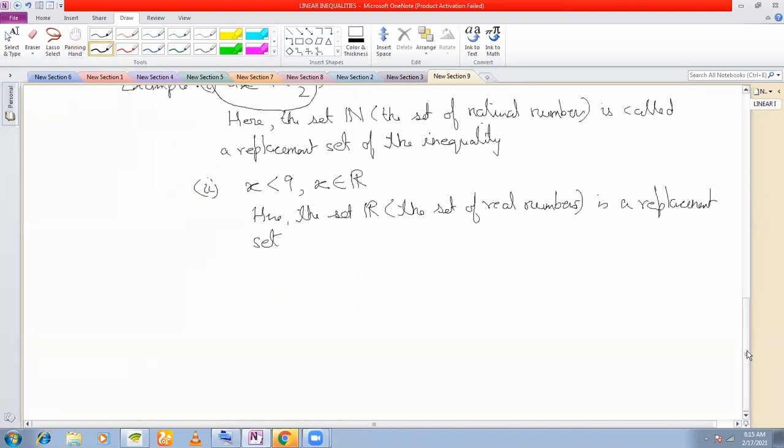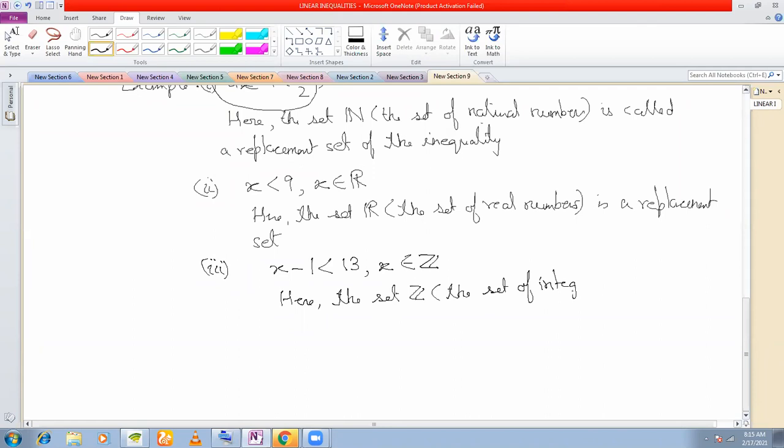Now, two examples. I think the other sets can be, let us take another example. Let us say x minus 1 less than 13. This is an inequality. And I tell you x belongs to Z. What is Z? Z is the set of integers. So the set Z, the set of integers, is a replacement set.